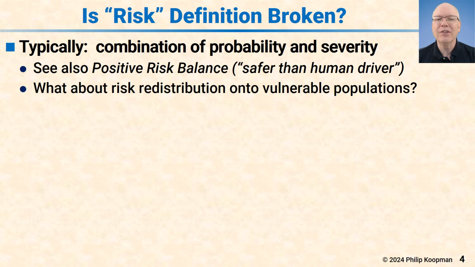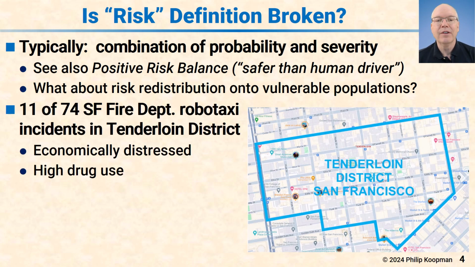There are other considerations beyond just probability and severity multiplied, without distinguishing different classes of victims in different circumstances. It's not going to be enough to reduce average risk if we also see vulnerable populations put at proportionally increased risk. Now, this is not hypothetical. We actually see a little bit of this happening already.